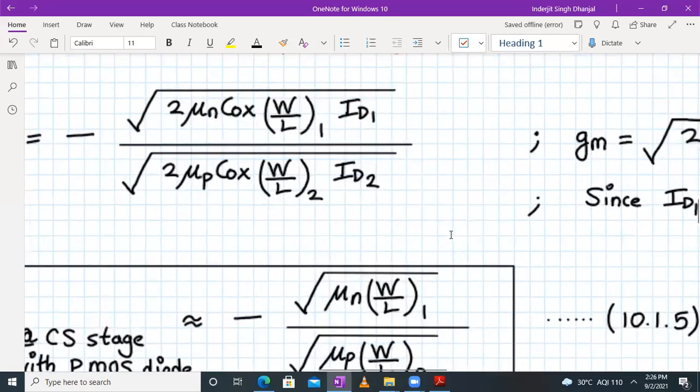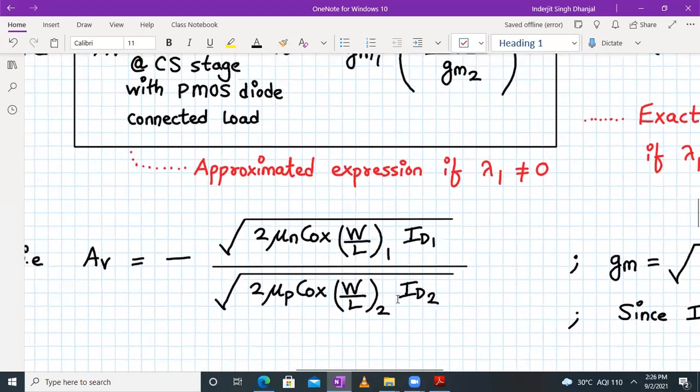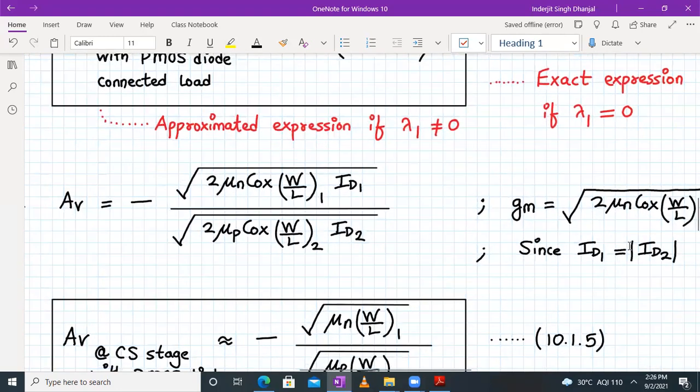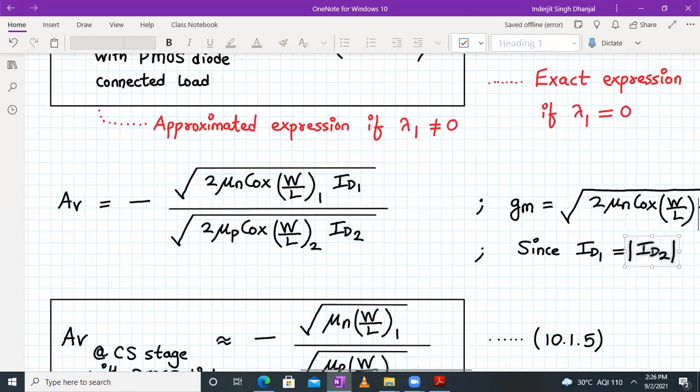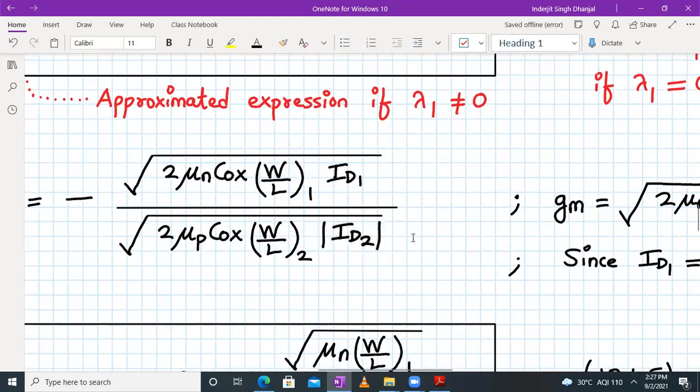So what do we do? In the numerator, we have gm1, minus gm1, and in the denominator we have gm2. So how can we write the gain formula? Av will be equal to square root of 2 mu n Cox W by L of 1 into ID1, divided by square root of 2 mu p Cox W by L of 2 into ID2. Actually, we should have written mod of ID2. So let's do that. We'll replace ID2 because it's a PMOS device. Now it's perfectly fine.